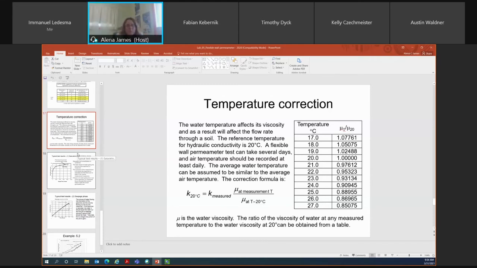There's a video that Rainan prepared of him conducting the flexible wall permeameter test. So I think he showed you how to prepare the specimen. The specimen was set up in the flexible wall permeameter cell, and then I believe he talked about how the test is conducted. No questions?